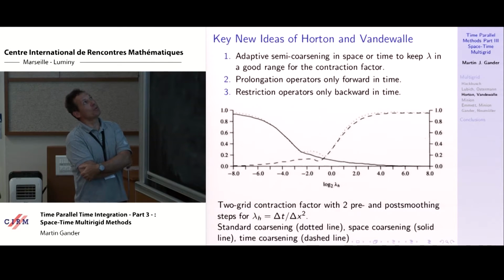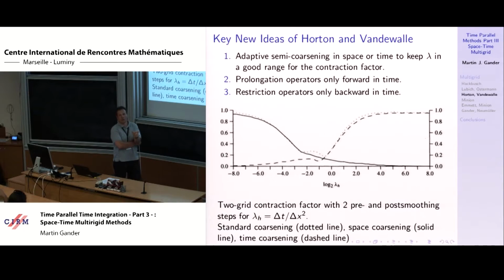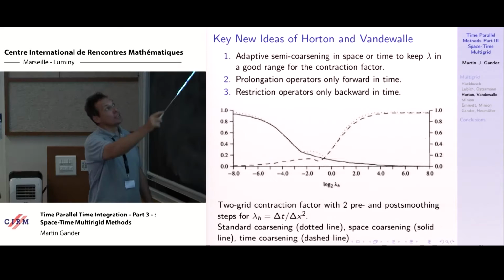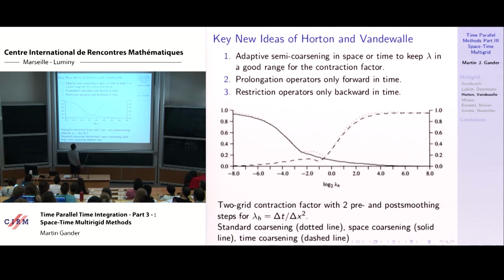And then there's a second very important ingredient. It's the time prolongation and restriction operators. They define them in a causal way. They always take data from earlier in time, and they always propagate data later in time. And here you see from their 2-grid analysis the performance of what happens. That's now just 2-grid. Depending on the lambda factor, if you do full coarsening in space-time, so this would be the dotted line, and you see this analysis gives a very similar dotted line as what they measured in the V-cycle. It works around here. Here it does not work, and here it does not work.